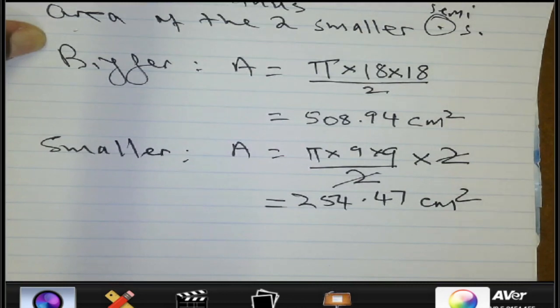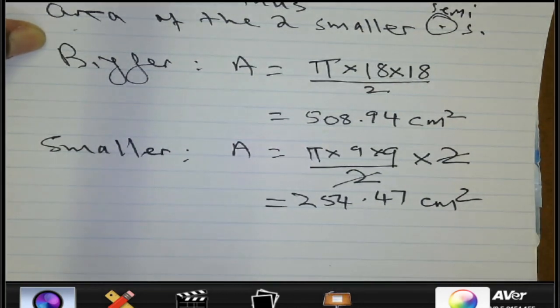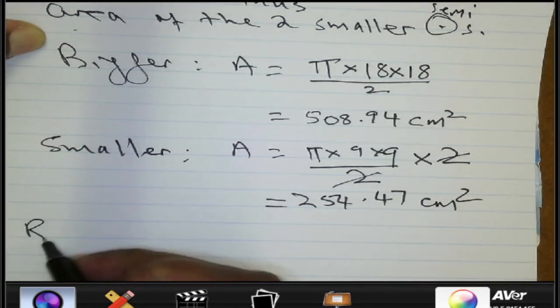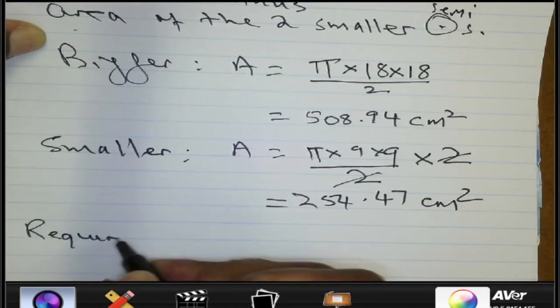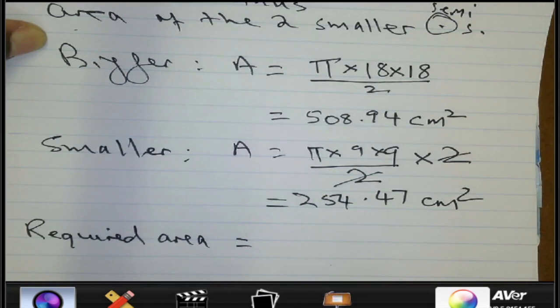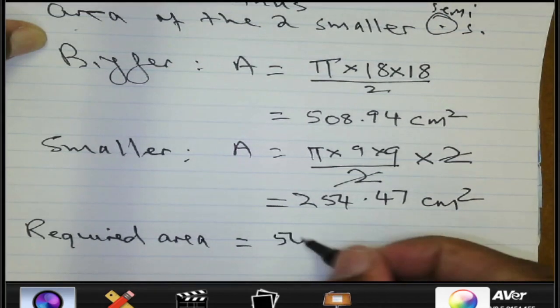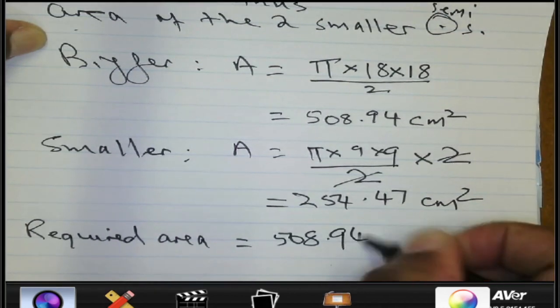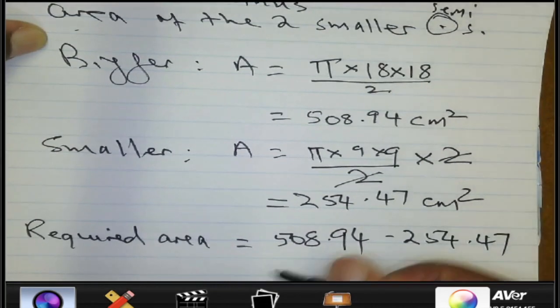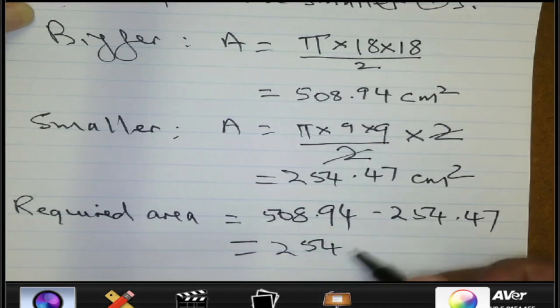Right, then what do we do with the 2 answers? Yes, Ella. Okay, correct. So we now take the area of the smaller semicircles and subtract that from the area of the bigger one. So the bigger one is 508,94. We need to subtract the 254,47.